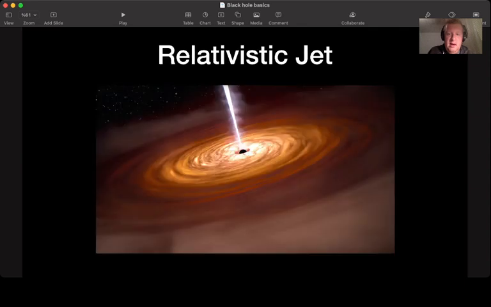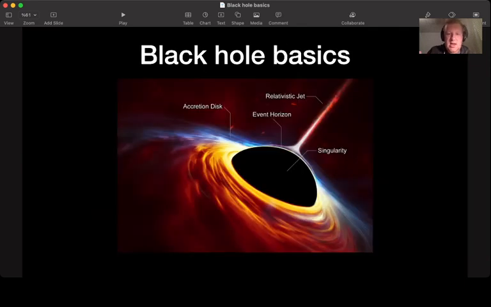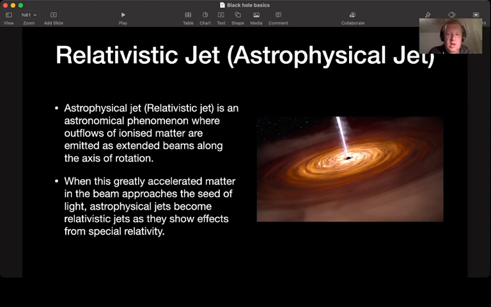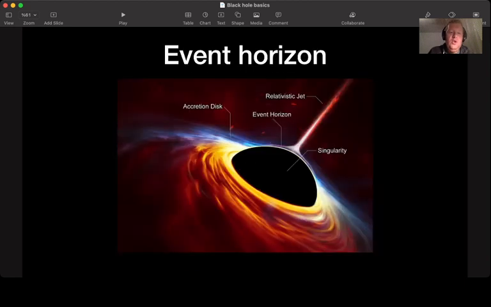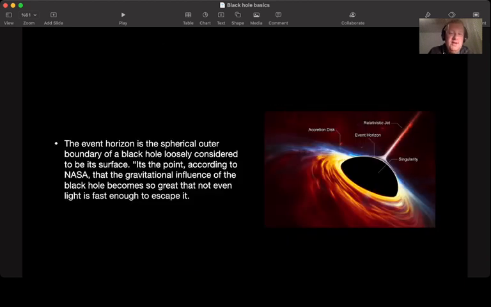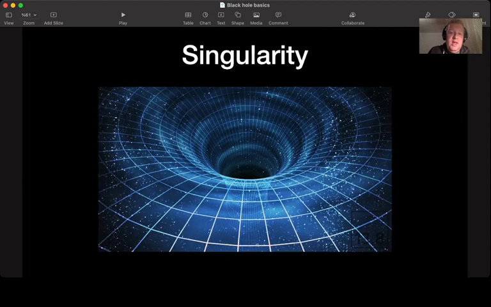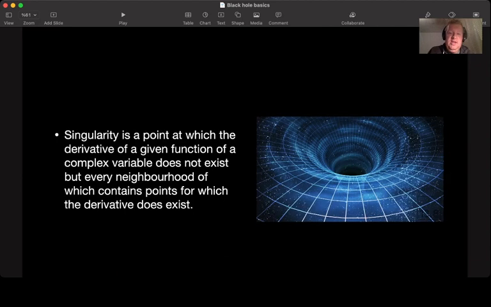So we talked about the relativistic jet, the accretion disk, the event horizon, and eventually the singularity, the center of the black hole.